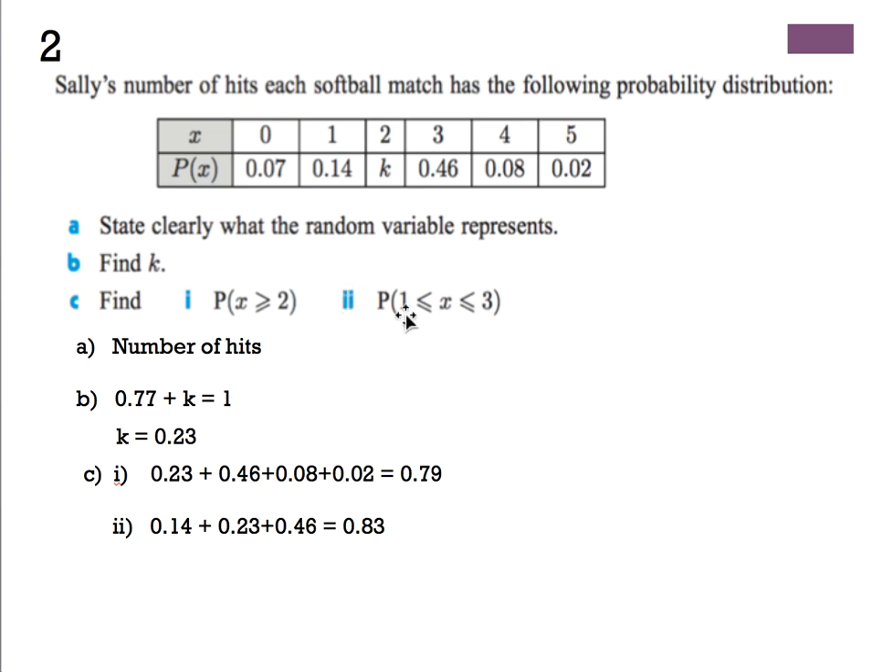Now what about probability of x more than or equal to 1 but less than or equal to 3? So for you to get this, you will have to get the sum of the probability of x equals 1, because that is inclusive, plus probability of x equals 2 plus probability of x equals 3, which is 0.14 plus 0.23 plus 0.46, and you will get 0.83. All right.